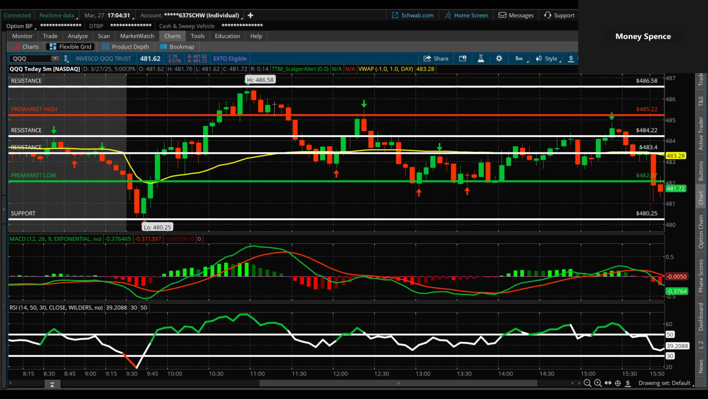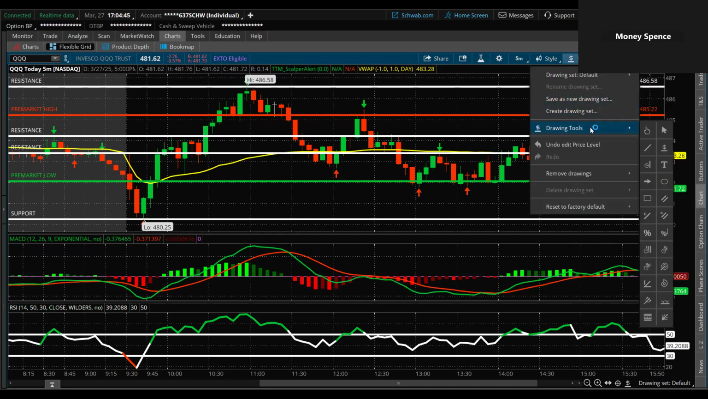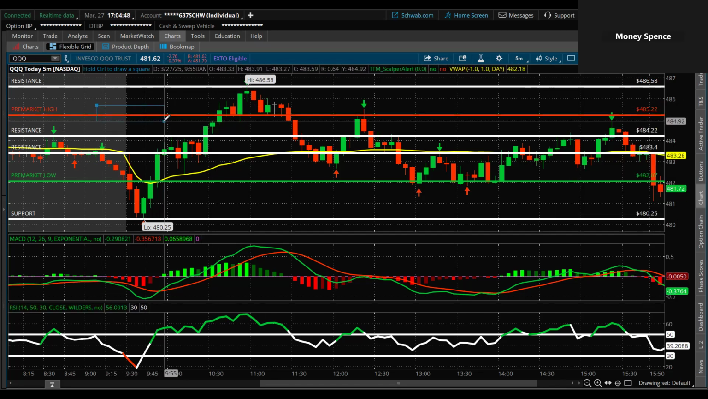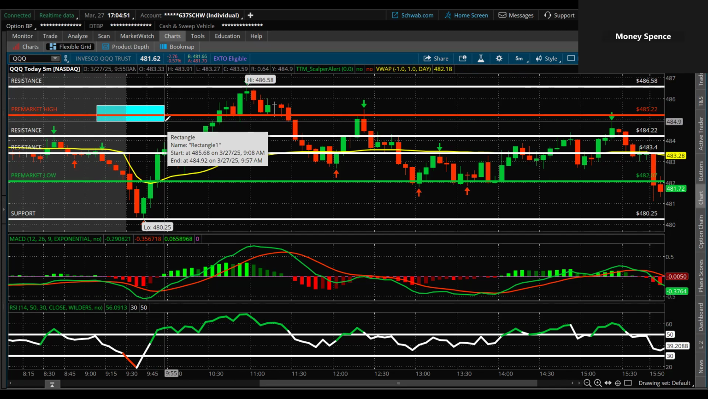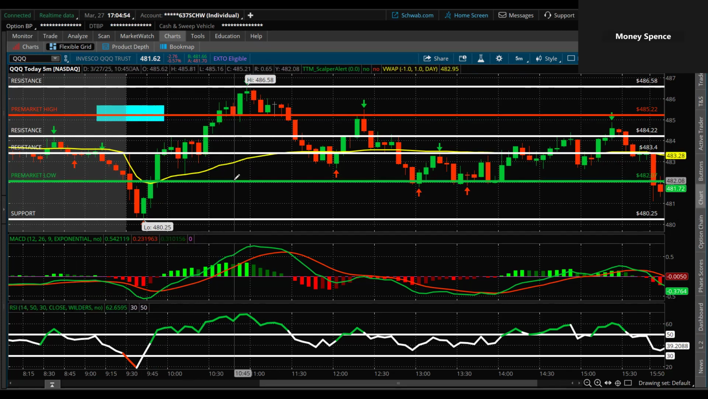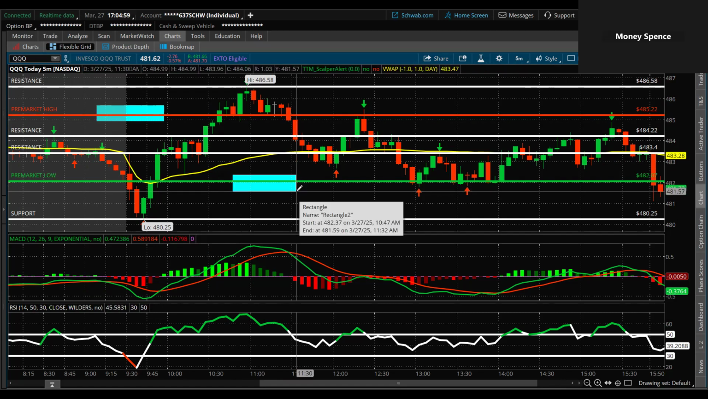In order to pick the perfect strike price, there are a few things that you must have in place before you place your trade. I want you all to pay close attention to the red line that I have right here. That's our pre-market high. And I also want you to pay close attention to the green line. That's our pre-market low. Before the trading day begins, you want to make sure that you have your pre-market high and your pre-market low drawn on your chart.